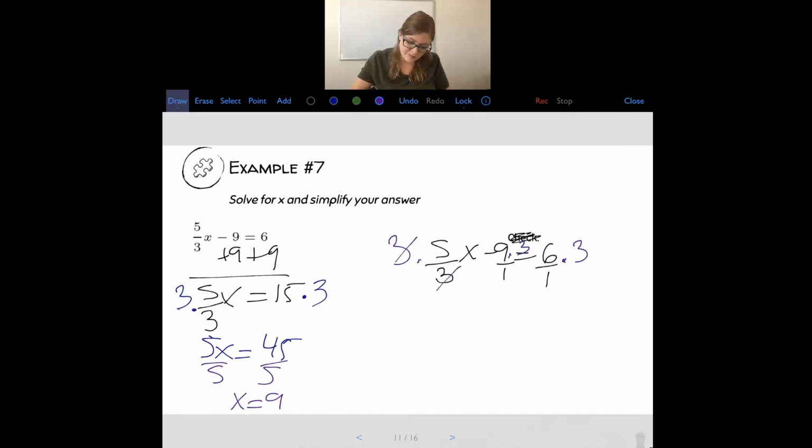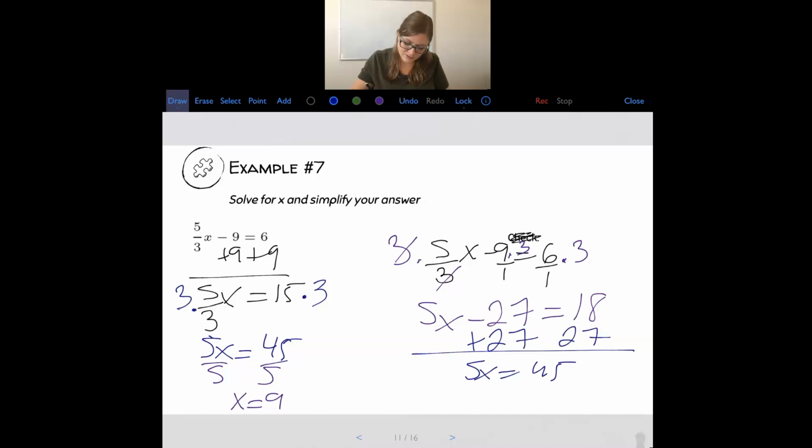Okay, so here we would be left with 5x. Over here, 9 times 3 is 27, and then on the right-hand side, we'd have 18. So this gets rid of the denominators right away, and we can then add 27 to both sides to get 5x is equal to 45. So then again, we would get x is equal to 9.